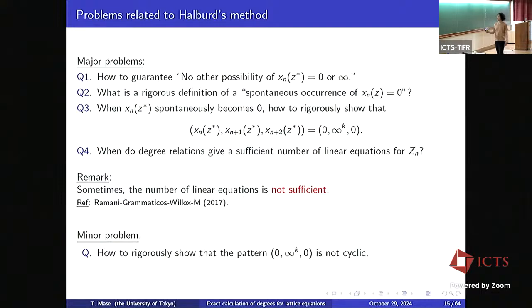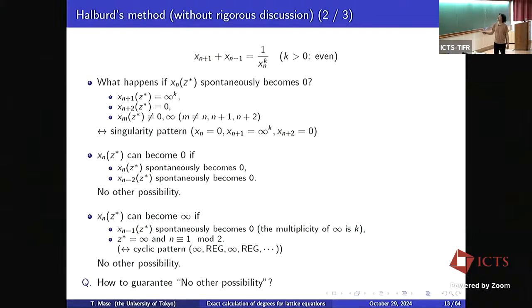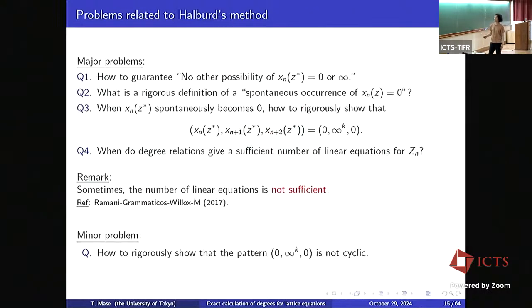Cyclic means we said x and z star is not 0 or infinity other than these. How can we prove that? This is not a problem of Halphen's method, but a problem of singularity confinement. I don't know how to elementarily show this, but this problem should be solved in the future. So Halphen's method has a lot of problems so far. But I don't answer these questions in the mappings case.